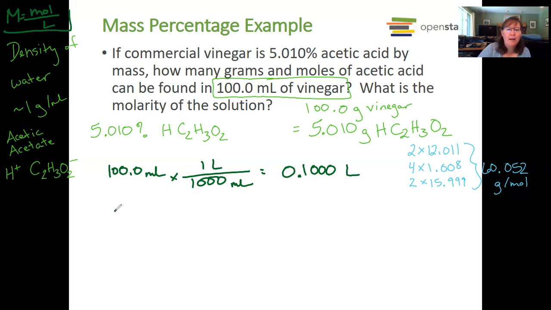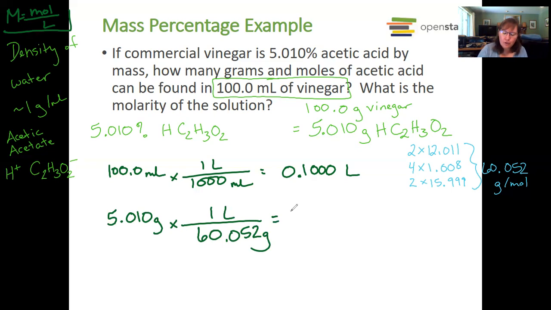Okay, so now we have 5.010 grams times, and we have that 60.052 grams on the bottom and liters. So what we're doing is 5.010 divided by 60.052, and that gets us 0.08343 moles. Okay. Here I have 4 significant figures and 4 significant figures in my volume as well.